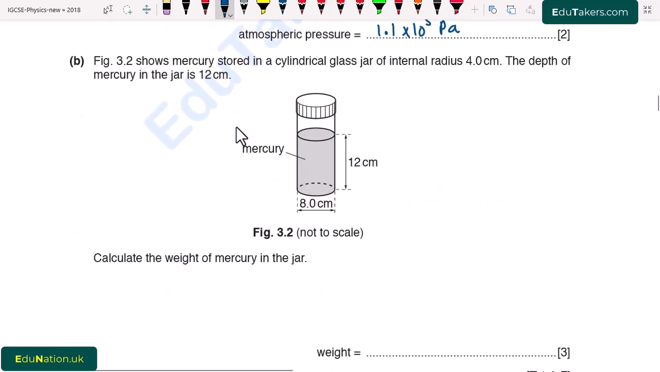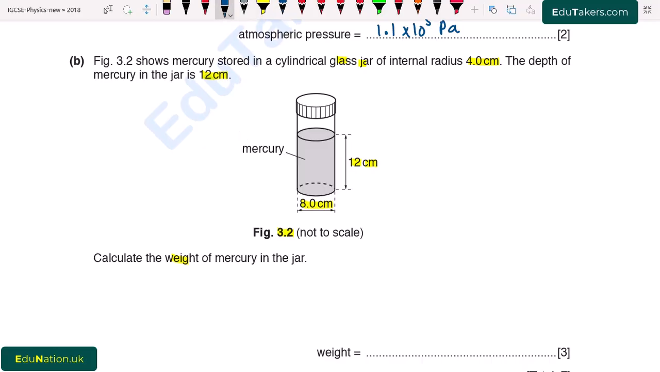Going towards the next part B. Figure 3.2 shows mercury stored in a cylindrical glass jar of internal radius 4.0 centimeter. The depth of the mercury in the jar is 12 centimeter. Calculate the weight of mercury in the jar. Here we have to find out the value of weight of the mercury that is in the jar. In figure 3.2 we can see that there is a jar which is filled with mercury and the depth is 12 centimeter while the diameter is 8.0 centimeter.